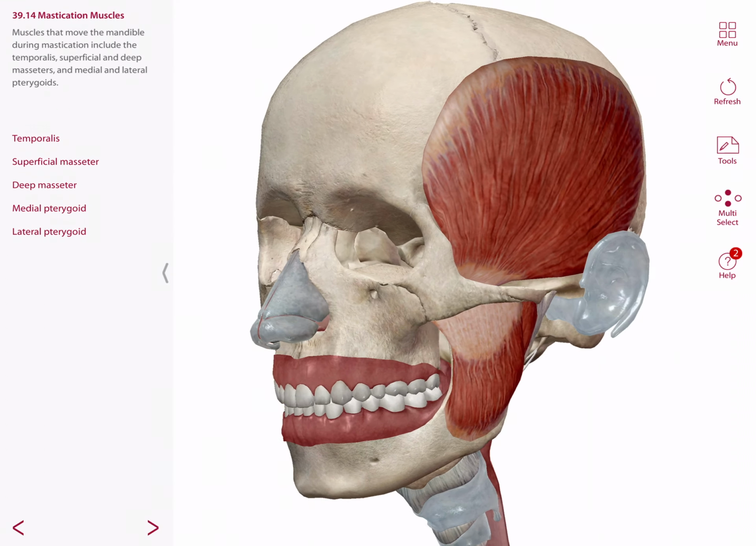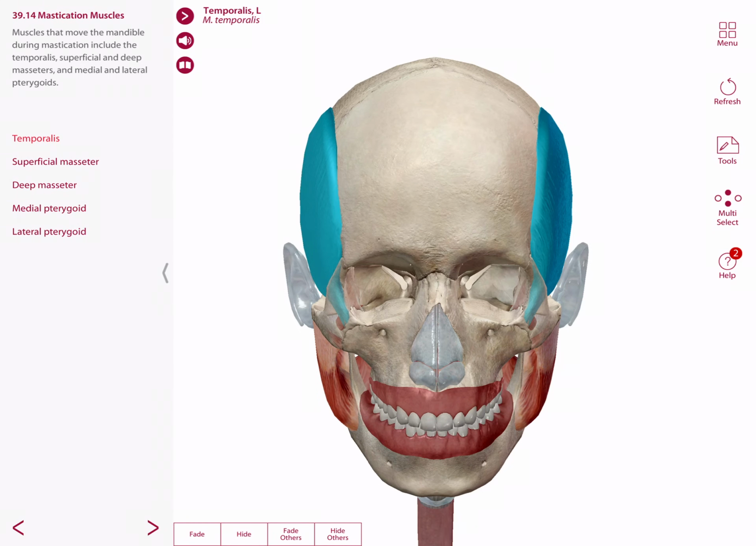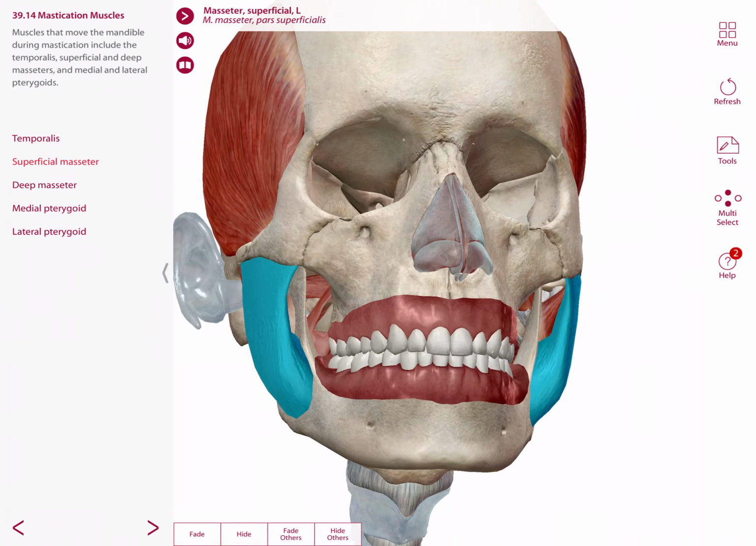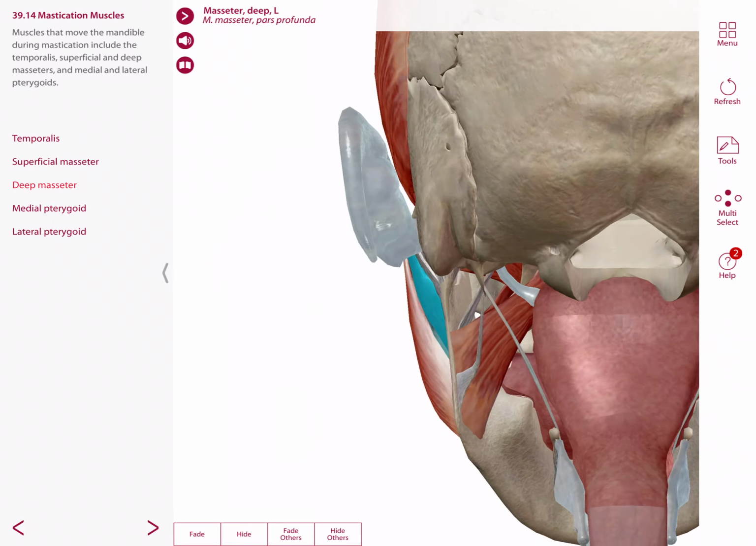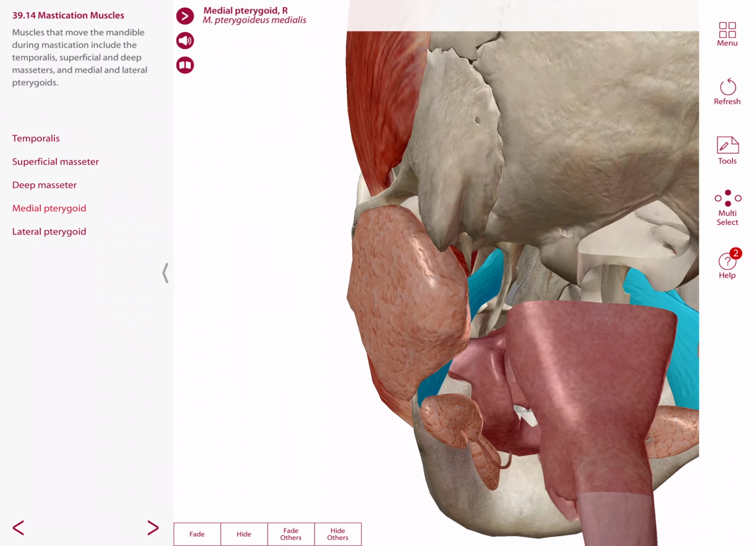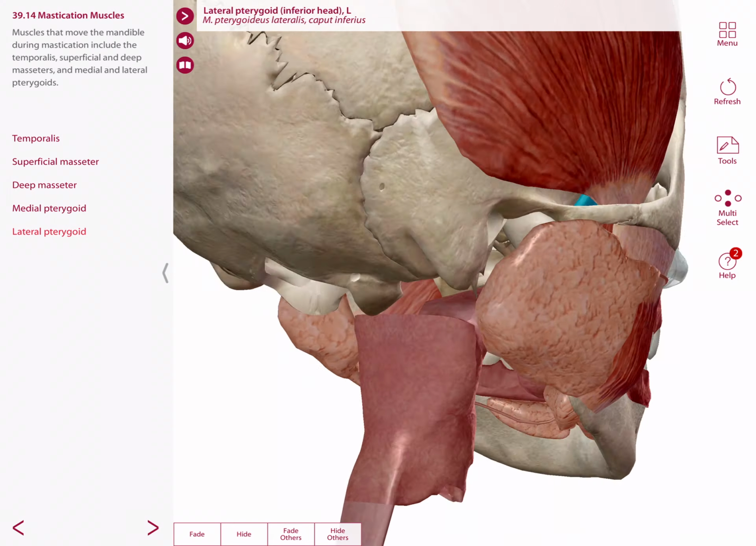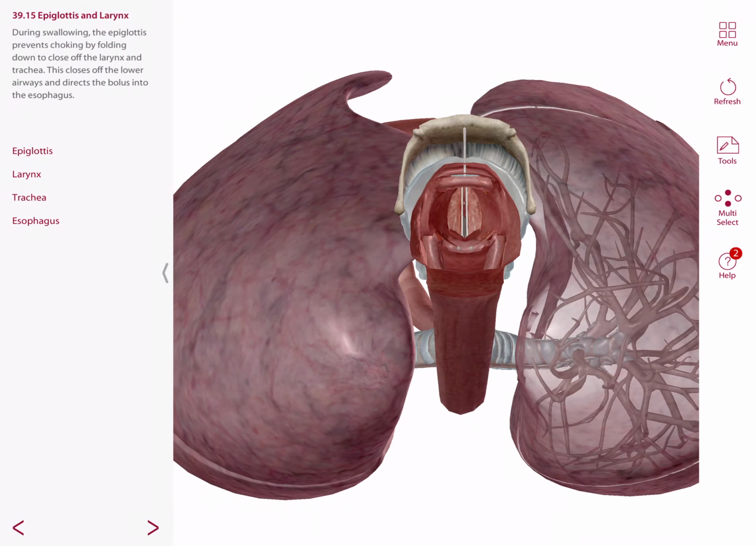All right, now we got muscles of mastication, temporalis, and we got two different masseter muscles, the superficial and the deep. Two different pterygoid muscles, the medial and the lateral. So all of these are aiding in mastication. Mastication is chewing. So these are all going to aid in mechanical digestion.